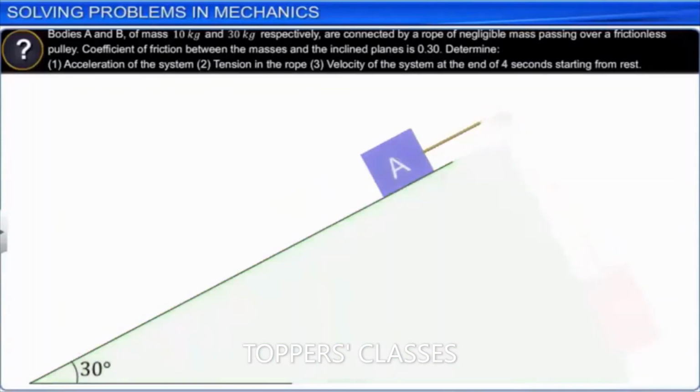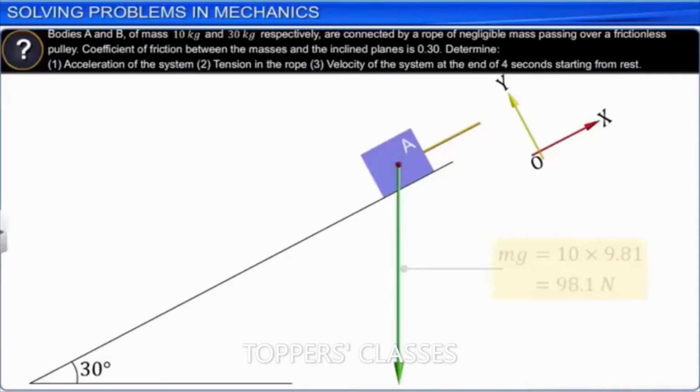Next, we choose a convenient coordinate system, XY, such that X is parallel to the inclined plane and Y is perpendicular to it. We choose X parallel to the plane, as body A is likely to move along the plane. This will make the application of Newton's laws of motion easier. Then, we denote the forces on body A, which are its weight, mg or 98.1 newtons, and tension in the rope T, which is unknown.